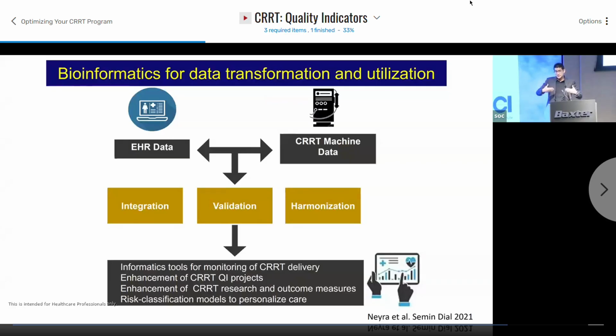So in the future, just imagine that practices will be able to have some type of support from other centers, or more like 24/7 support, to help you on your day-to-day bedside operations, especially for nurses. We can have enhancements of CRRT QI projects. We can have enhancements of CRRT research and outcome measures. And certainly we can create risk classification tools that can personalize care a little bit better.